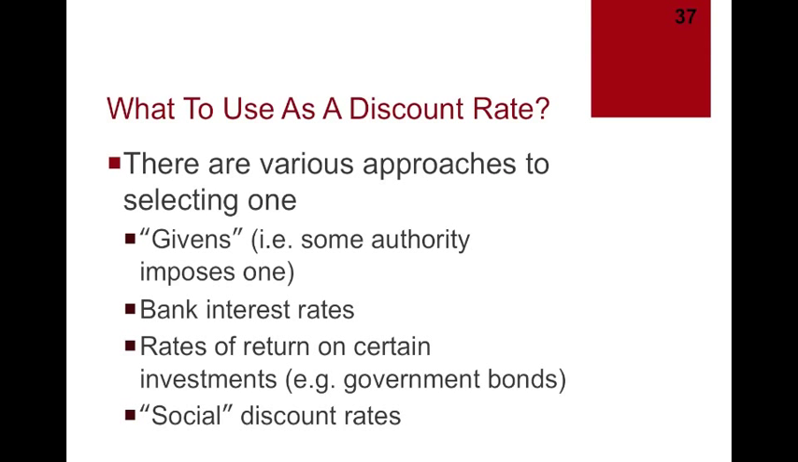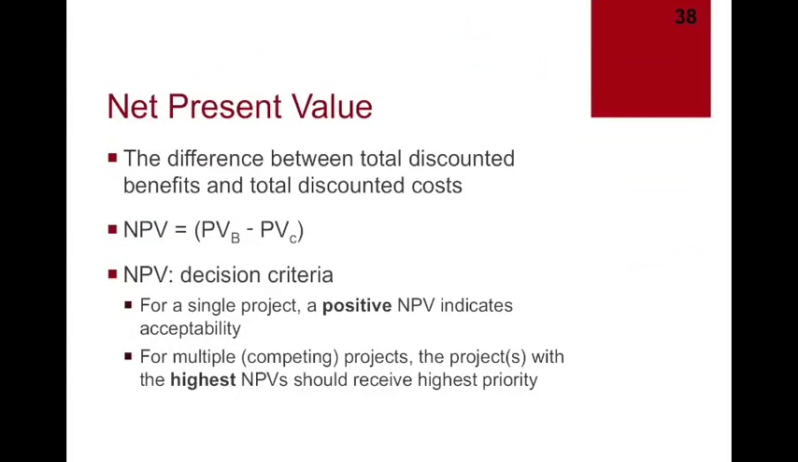So what can we use as a discount rate? Sometimes it's given to you. Somebody says, okay, use a 5% discount rate. Sometimes we use the bank interest rate. Sometimes we use rates of return on certain investments, such as government bonds, or what we call social discount rates. It's really not very clear exactly what you use, but as long as you have some rationale for selecting a rate, then that's fine.